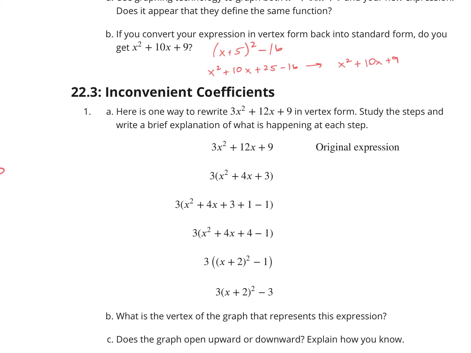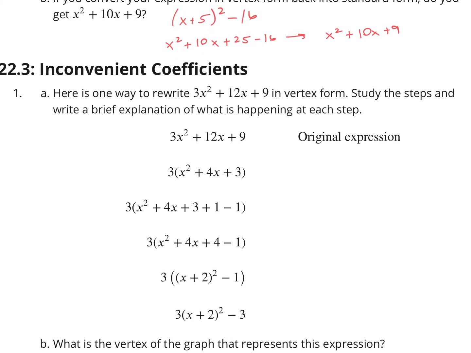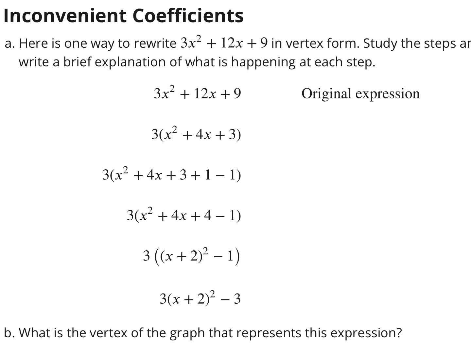It says, here's one way to rewrite 3x squared plus 12x plus 9 in vertex form. Let's study these steps, and we're going to write a brief explanation of what's happening in each step. So the first step they did was they rewrote it as 3 times x squared plus 4x plus 3. So it looks like they factored out the 3, right? They divided every term by 3, and then they brought the 3 outside to the parentheses.